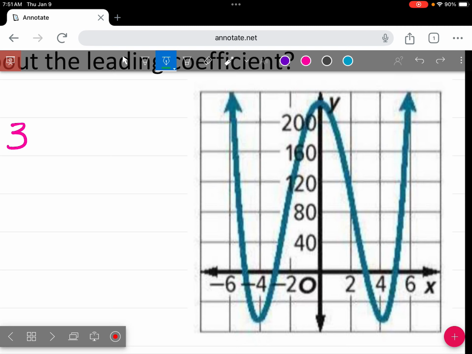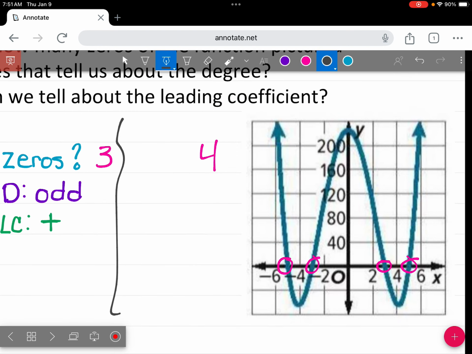All right. How many zeros does this one have? Just x-intercepts. So one, ooh, wrong color here. 1, 2, 3, 4. So we have 4 zeros, roots, solutions, x-intercepts. That's what those are. Is this going to be even or odd? Even. How do we know it's even? They match. They're both pointing the same direction. Because they match, we know it's even. Just like if it's even, we know it matches.